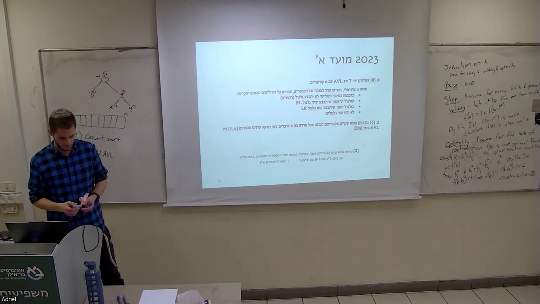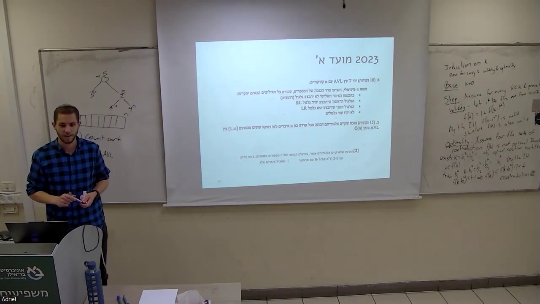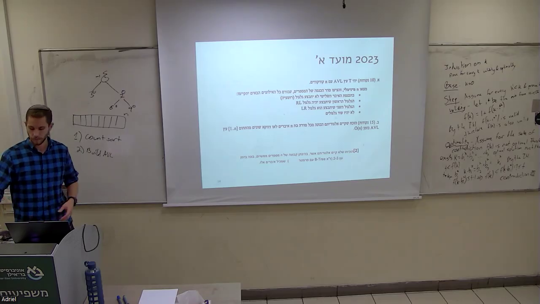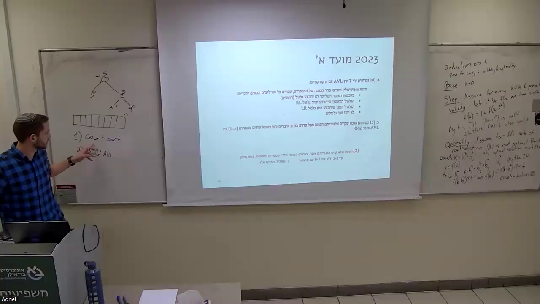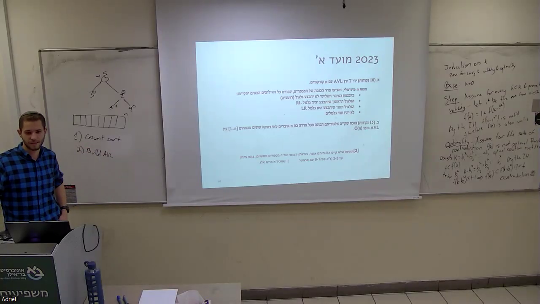So to answer this question, you need to have remembered from the lecture that there's an algorithm that, if we have a sorted array, builds an AVL tree in O of n. Yes. Once you have that, you just do count sort. If you didn't remember that from the lecture, you lost like 15 points. Oh my god.